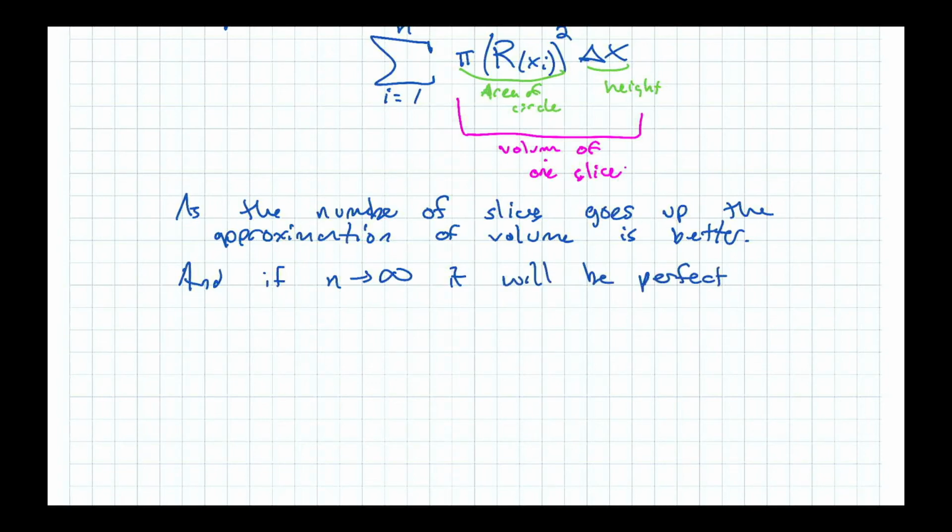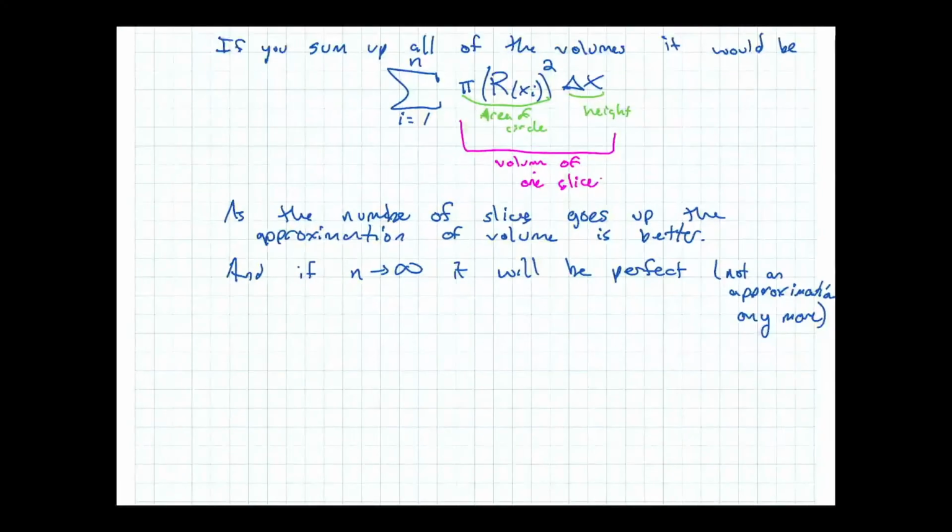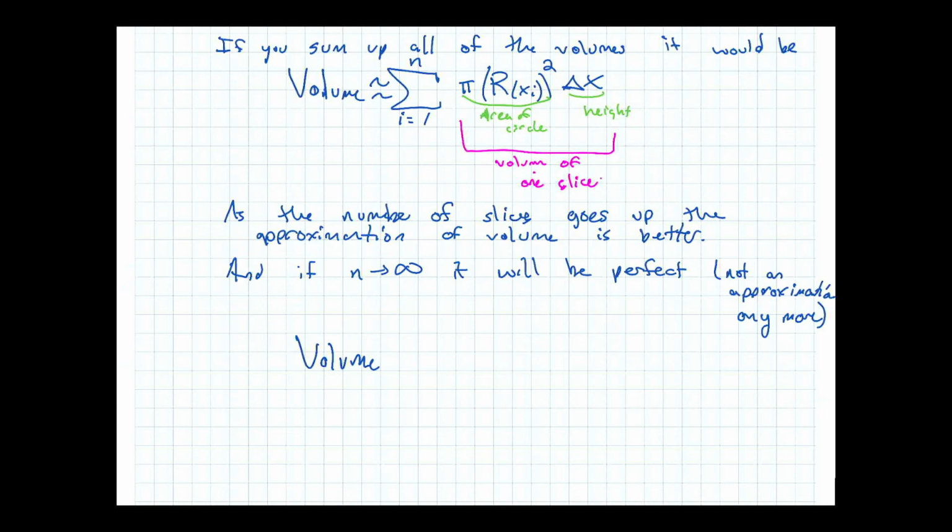So not even an approximation anymore. All right, so if n goes to infinity. Now, what happens when n goes to infinity to the number of slices? Well, it turns out, let me just write this, volume. Approximately, let's just say approximately that. So what happens to a sum like this as n goes to infinity is it becomes an integral.